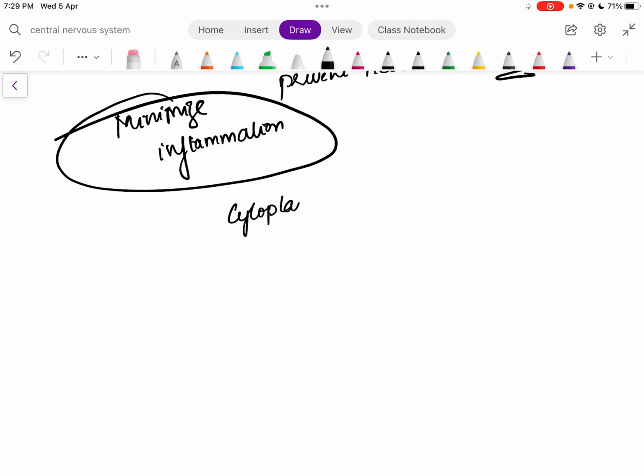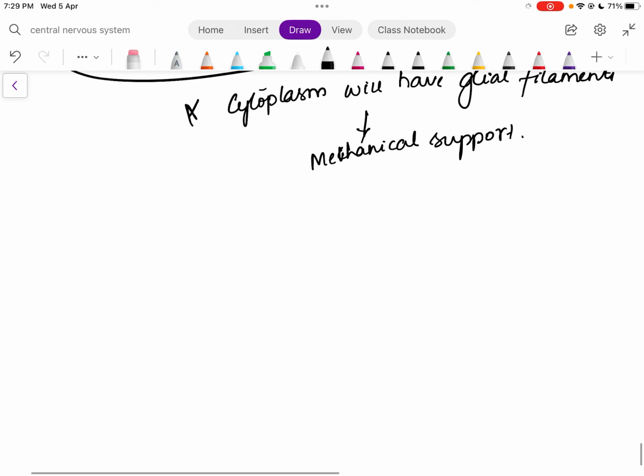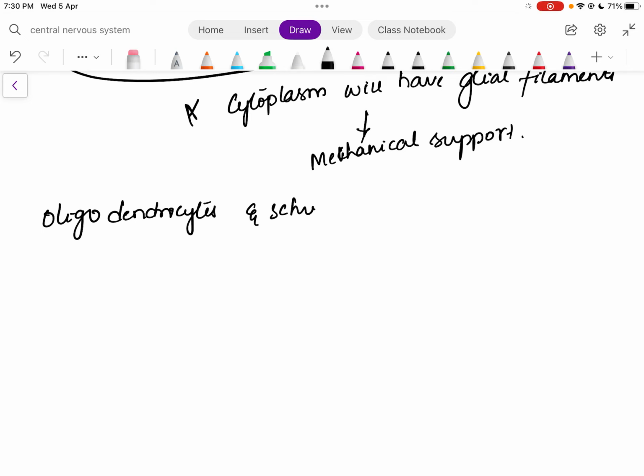And the cytoplasm of astrocytes will have glial filaments, and they will provide mechanical support. This is the function of astrocytes. Next, we'll discuss oligodendrocytes and Schwann cells.